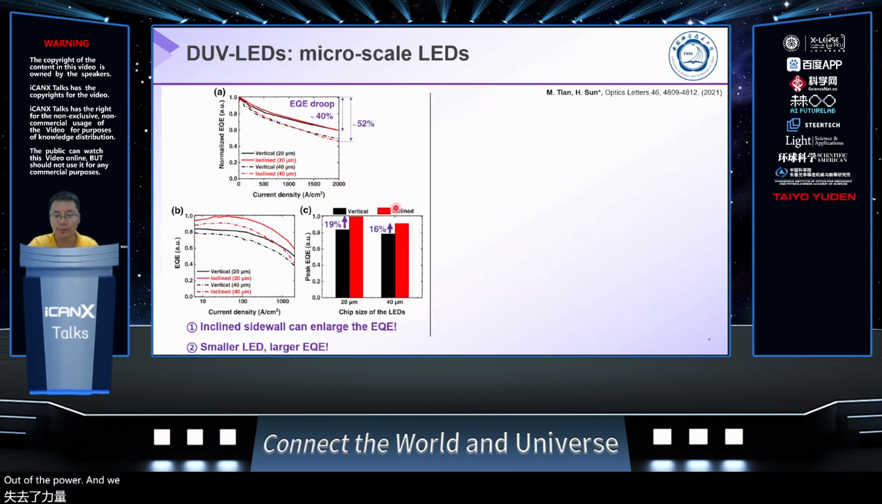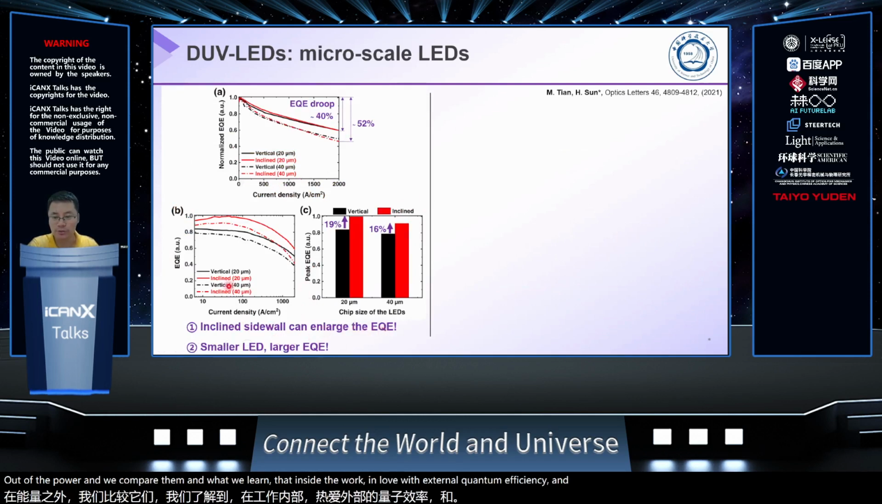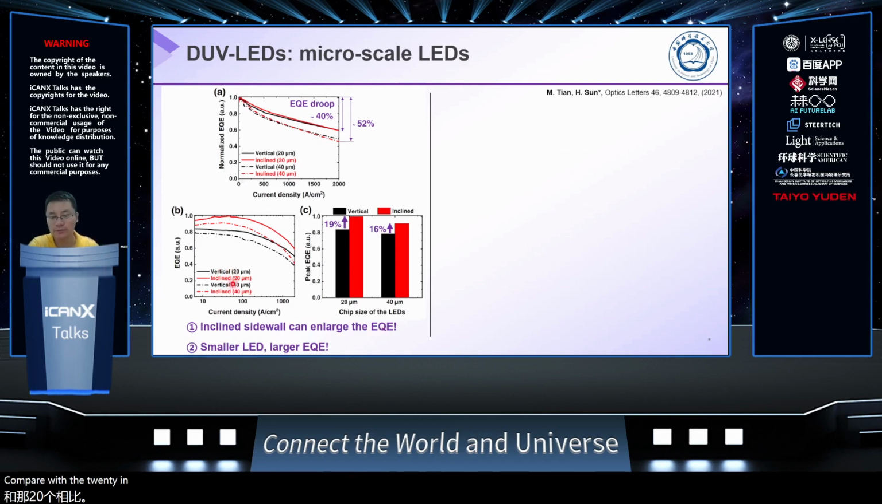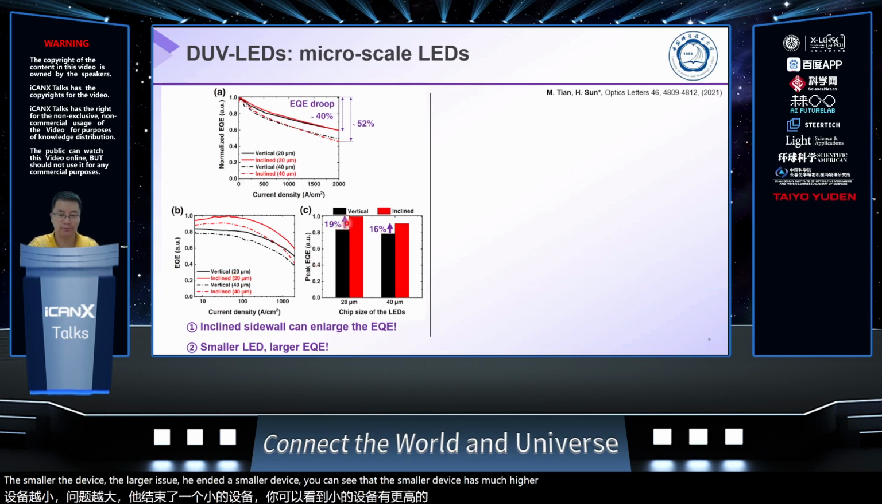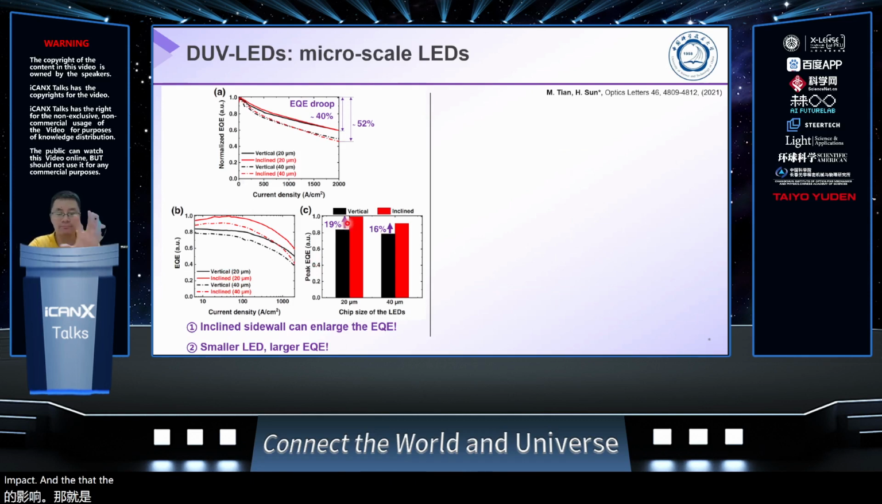We compare them, and what we learned is that the inclined sidewall can enlarge the external quantum efficiency, especially when comparing the size of the device. Compare the 20 micron device with the 40 micron device. The smaller the device, the larger the EQE, and the sidewall angle has a much higher impact on the smaller device compared with the larger device. You see, in the 20 micron device, with the inclined angle, we have a much larger improvement in external quantum efficiency compared with the 40 micron size.